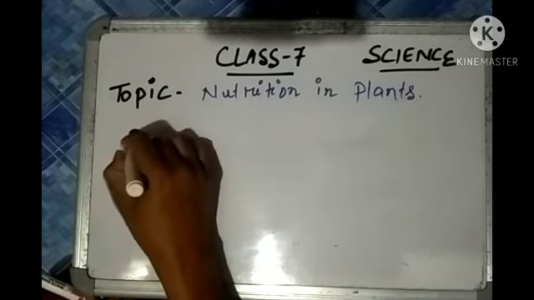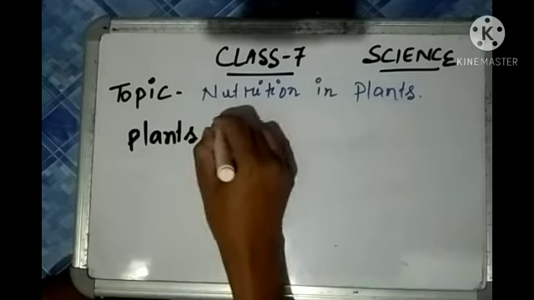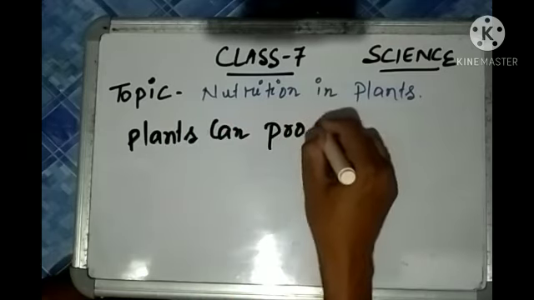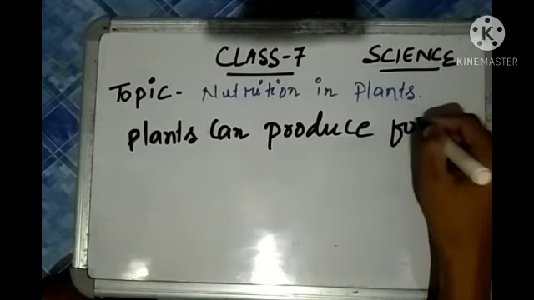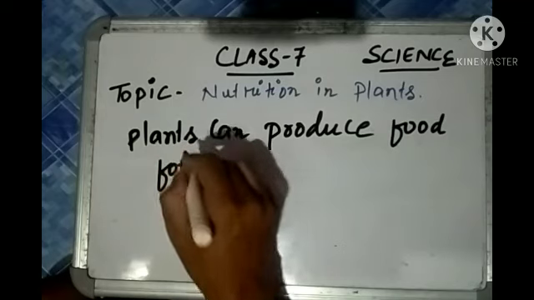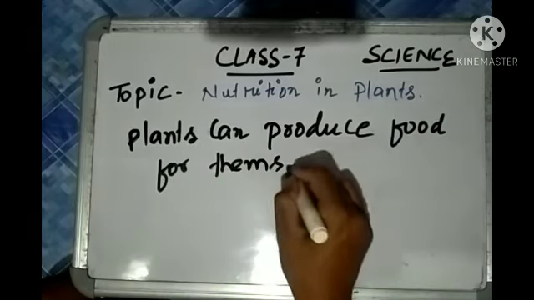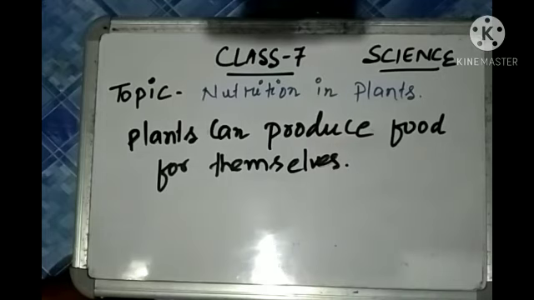As we all know, plants can produce their own food. Plants can produce food for themselves. So nutrition in plants, how do they get food? They can produce food for themselves. At the start of the lesson itself, you will find that plants can produce food for themselves, as you learned in the previous class also.